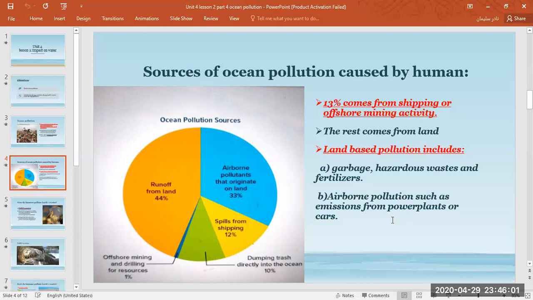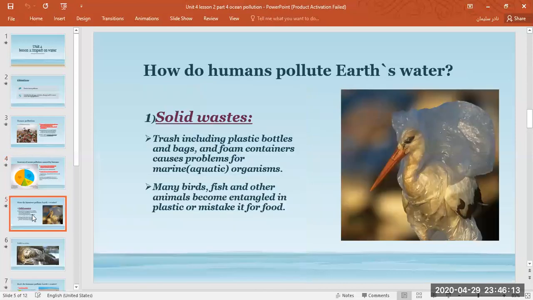Okay, and from the air of the land, these chemical substances will fall down into the ocean and cause its pollution. Now let's see together how do humans pollute Earth's water? What are the sources, or the substances, that cause the ocean pollution?